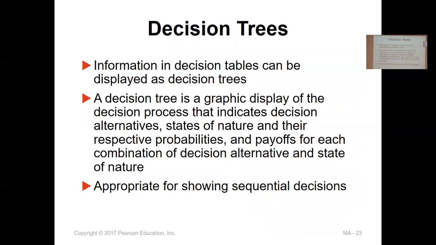Okay. So, an information tree. We talked about an information table. That's what we just went through. An information tree uses those decision nodes and those states of nature. And again, they're used when we have more than one decision that needs to be made. So we make a decision, it leads us to another decision, it leads us to another decision, or whatever.